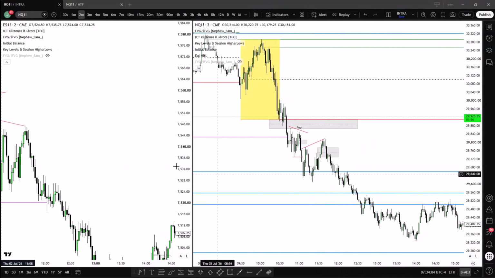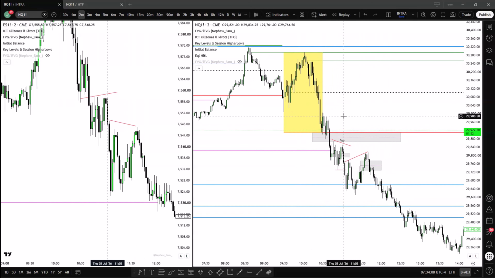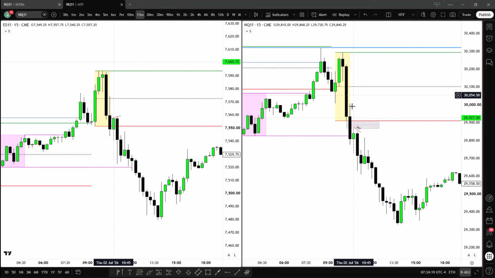Very simple setup. It has to do with the initial balance. You can put these on your charts. This is the one I use. There are multiple ones out there that will mark it for you. You can also mark them yourself by marking out the highs and the lows. And basically what you're doing is you're looking for an expansion below.